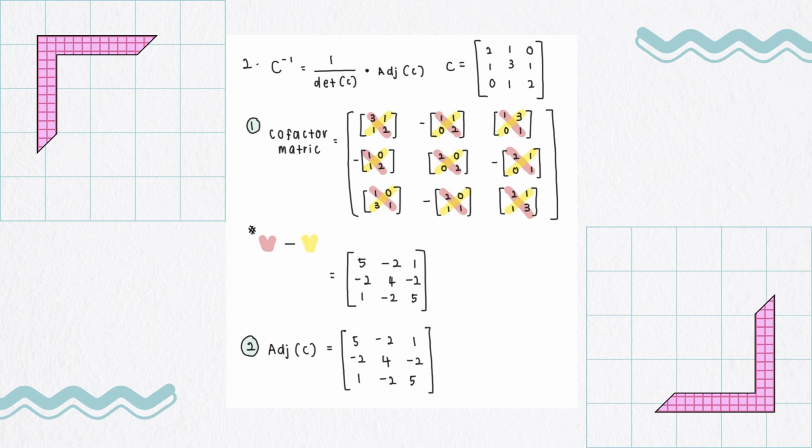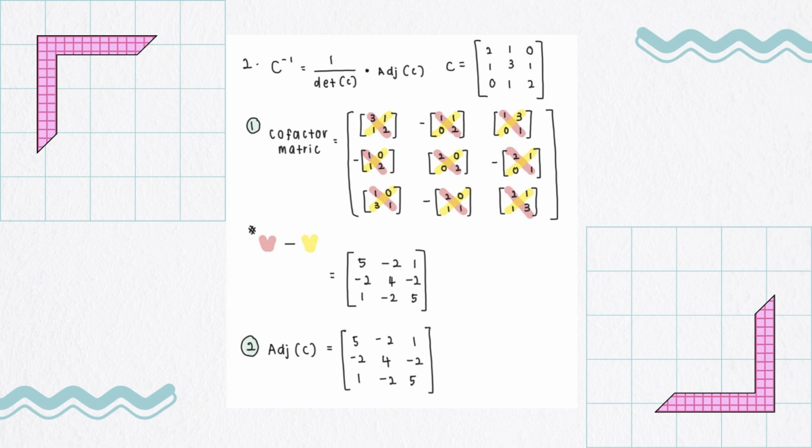Then we get the cofactor matrix equal to 5, negative 2, 1, negative 2, 4, negative 2, 1, negative 2, 5. Then how to find adjoint C? We just need to transpose the cofactor matrix to get the adjoint C. But if you can see, this is actually the same.